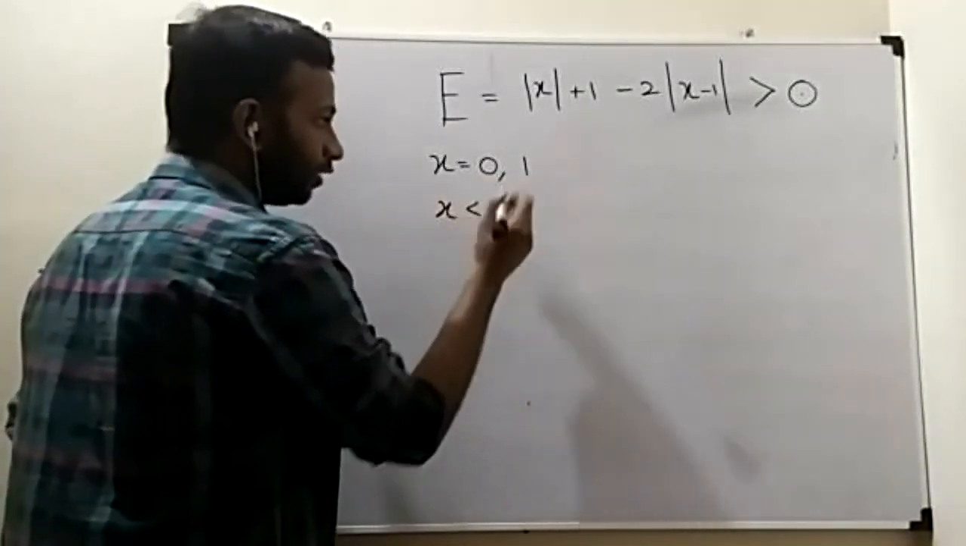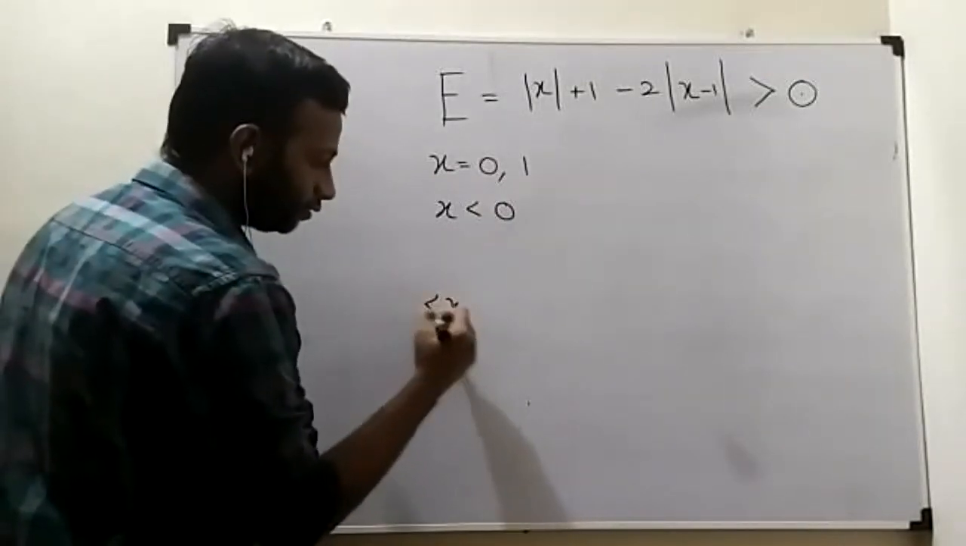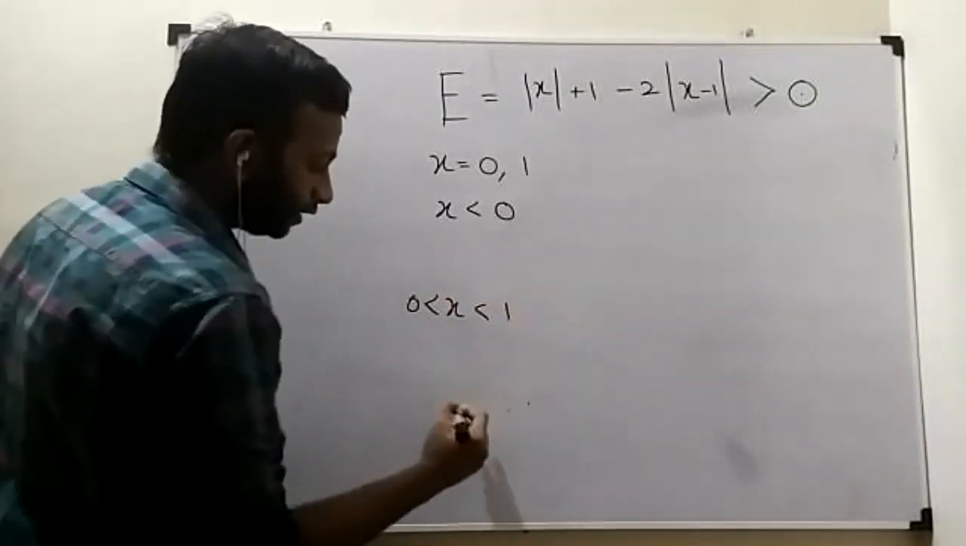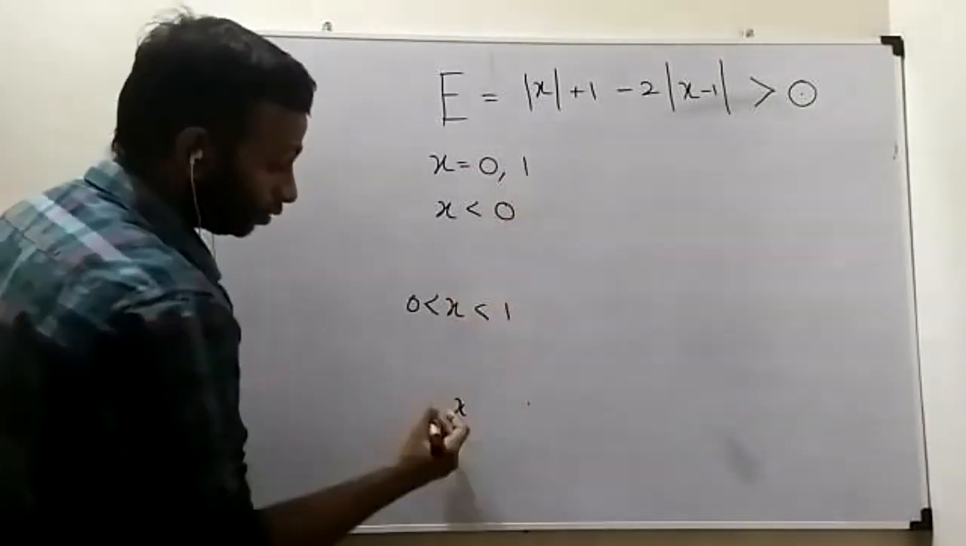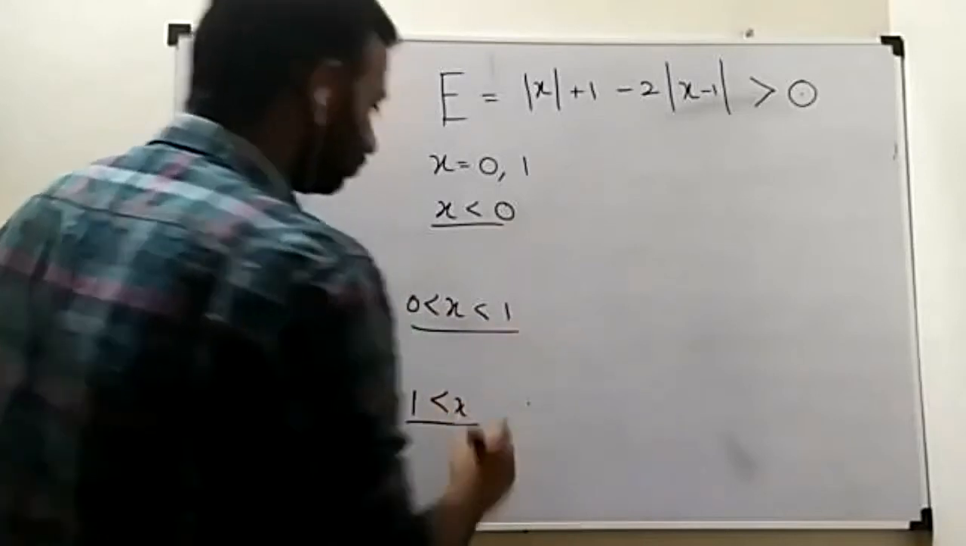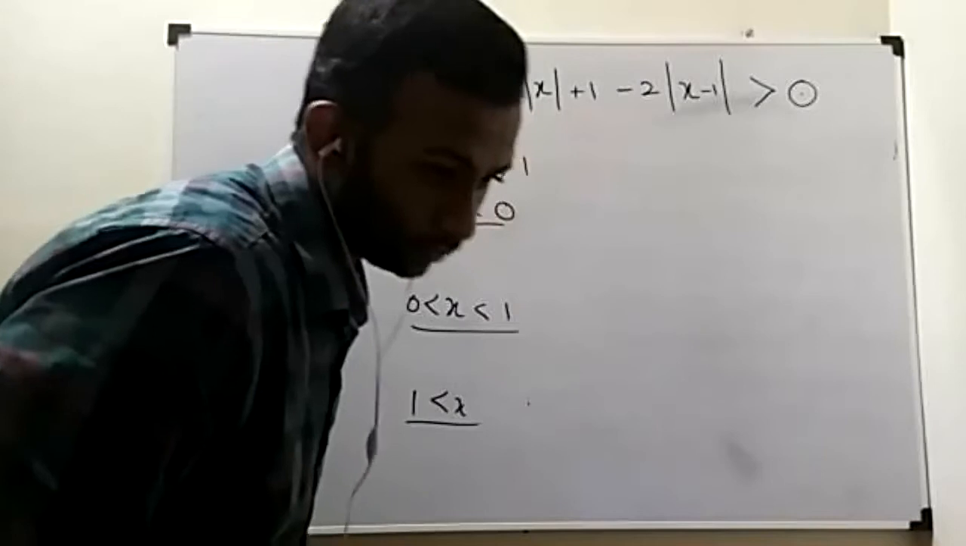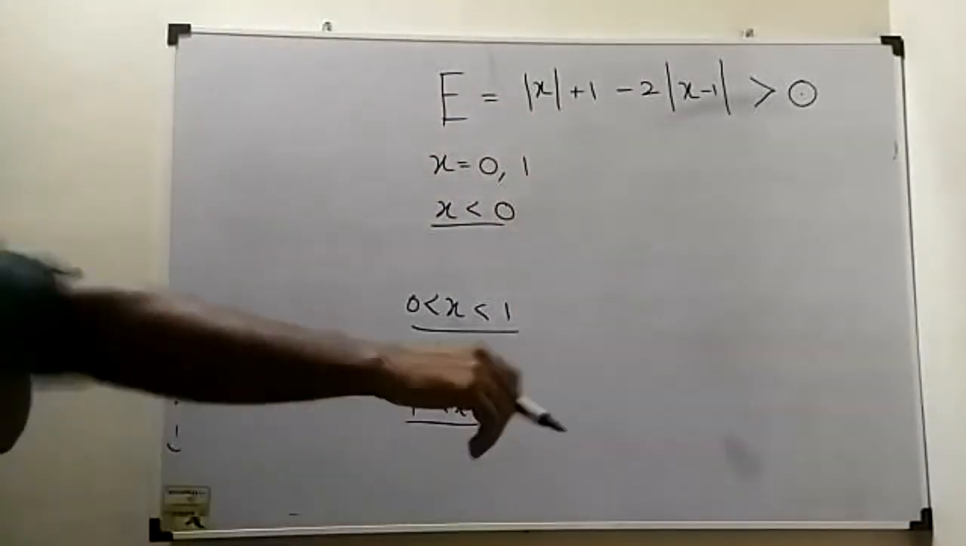So x is less than the smallest value, then x is greater than that value but less than the next value, then x is greater than the last value. So we need to consider these three cases, right? Yeah, someone is asking about the otherwise method. This is the otherwise method.